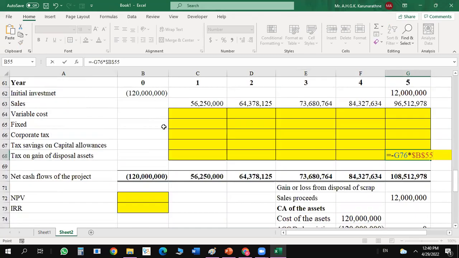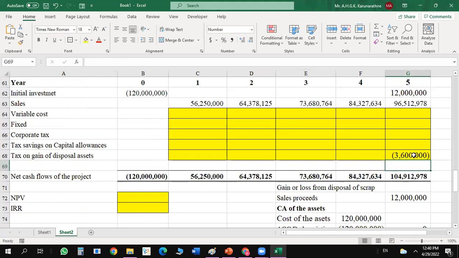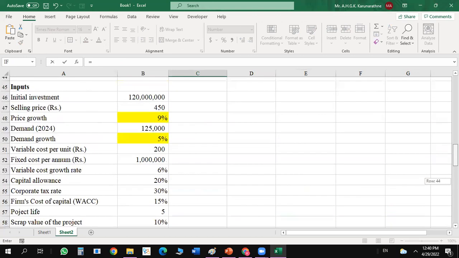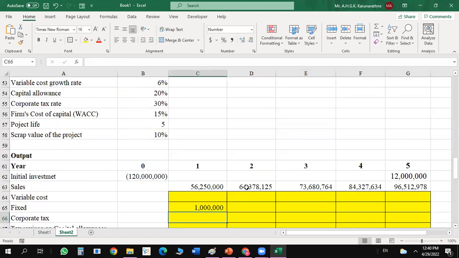F4 ගහලා අපි end කරමු. So this much should be paid as tax on disposal of asset. Then for the rest of the items you can fix. You can easily fix variable cost parts. Fixed cost very simple. Annual fixed cost is expected to remain constant. So this is your fixed cost. Minus down, you can put it like this. We need to fix, right.